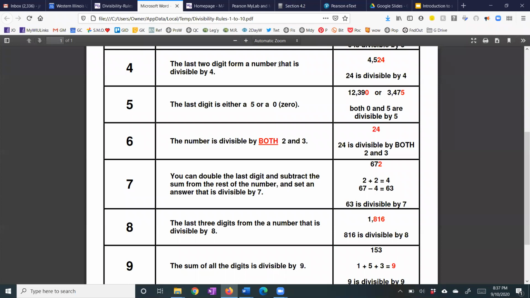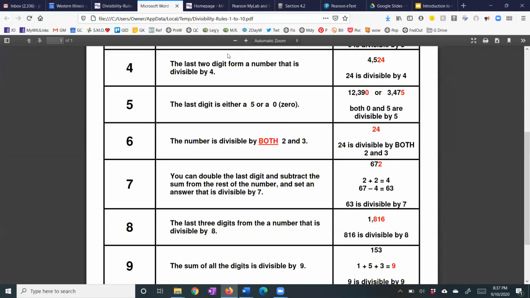There's also a divisibility test for 7, and I'm not going to really take time in this video to go over that one. I will let you study that on your own. The good news is, for the divisibility test for 7, if you have a huge number, you can use the divisibility test repeatedly to get to something small.